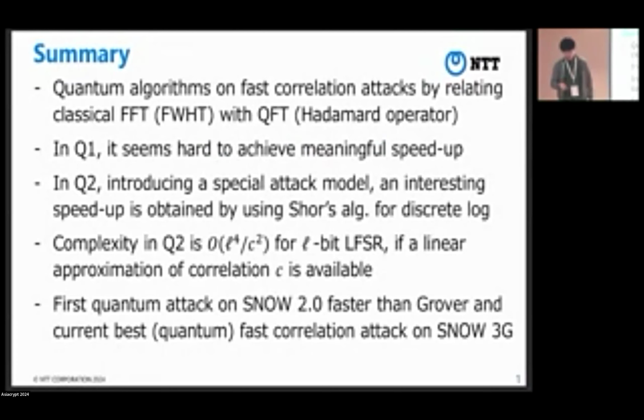In the setting of Q1, it seems hard to achieve a meaningful speedup. But in the setting of Q2, by introducing a new special attack model, we observe an interesting speedup by using Shor's algorithm for discrete log. And the complexity in the setting of Q2 is order L to the 4 over C to the 2, if the length of the LFSR is L bits and a linear approximation of correlation C is available. And we applied our algorithms to some ciphers. And we observed the first quantum attack on SNOW 2.0 that is faster than exhaustive search, and also the current best quantum fast correlation attack on SNOW 3G.